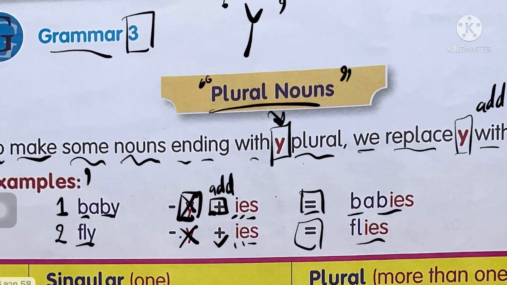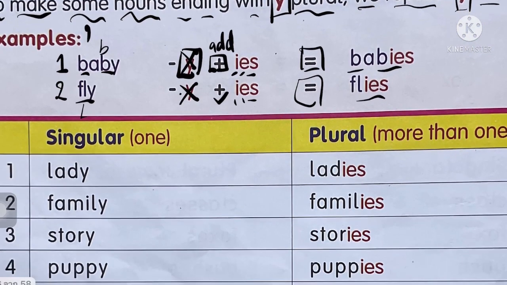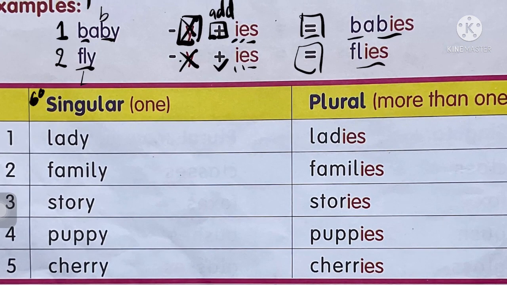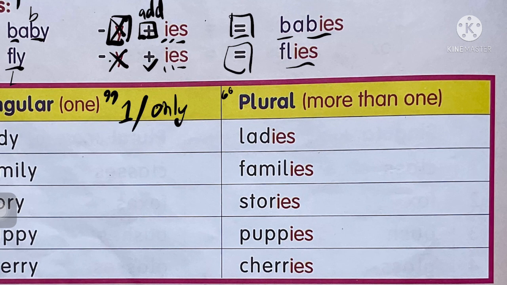Here is about consonant sound. After b and l is also a consonant sound. So before y, if a, e, i, o, u comes, you have to add only s. I will explain. Look at singular, which means one item only. And plural, which means more than one, which means many.